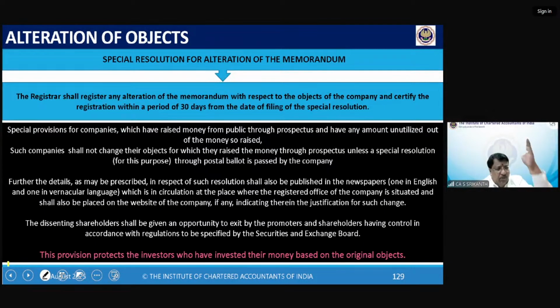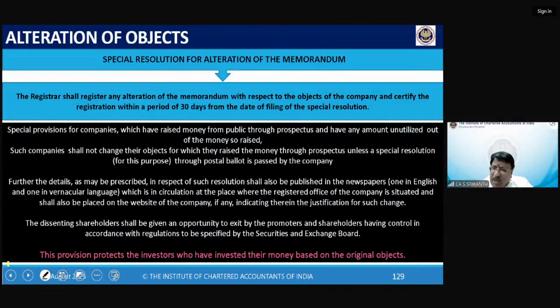And finally, the dissenting shareholder shall be given an opportunity. See, boss, the postal ballot was taken, special resolution passed. Even then, I am a dissenting shareholder. That means I either did not vote or I voted against. Now, I have an opportunity to exit. That means I can say, I don't want to continue, give me my money, in which case the company can purchase its own shares, or the promoters and other shareholders will purchase the shares.